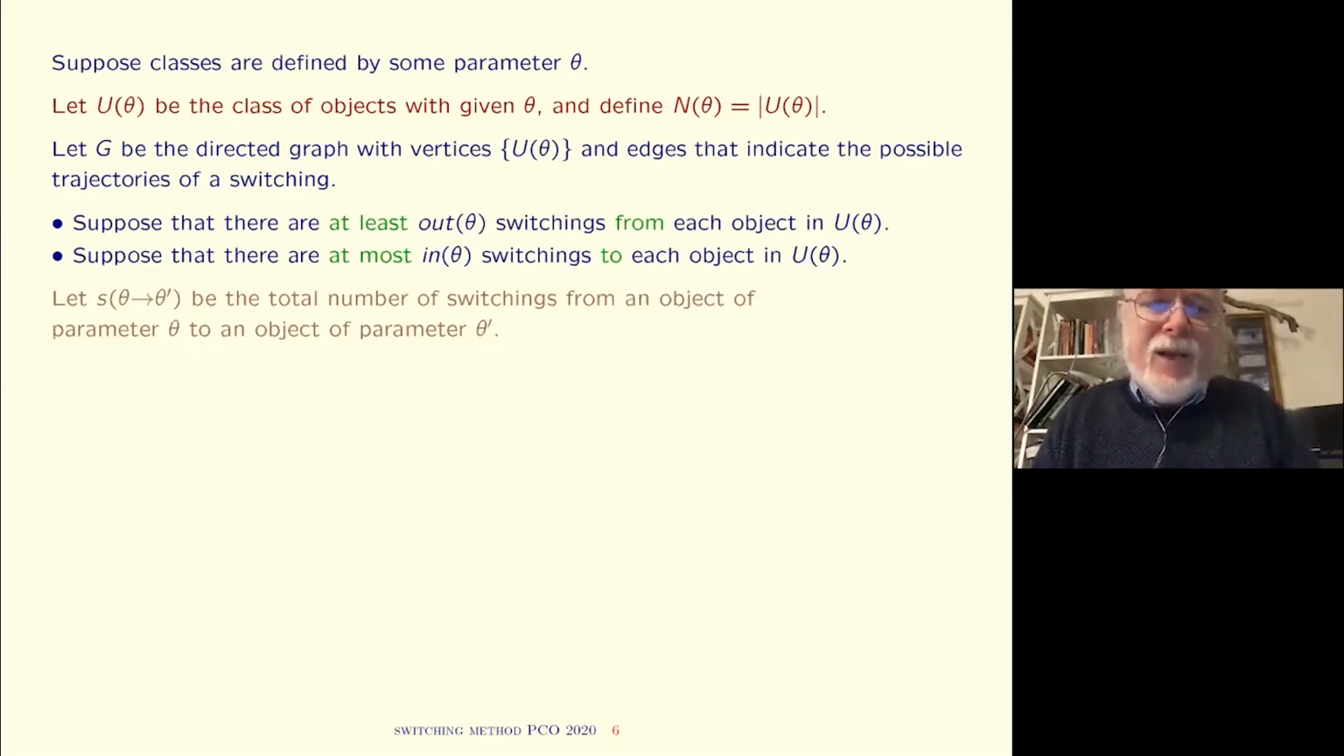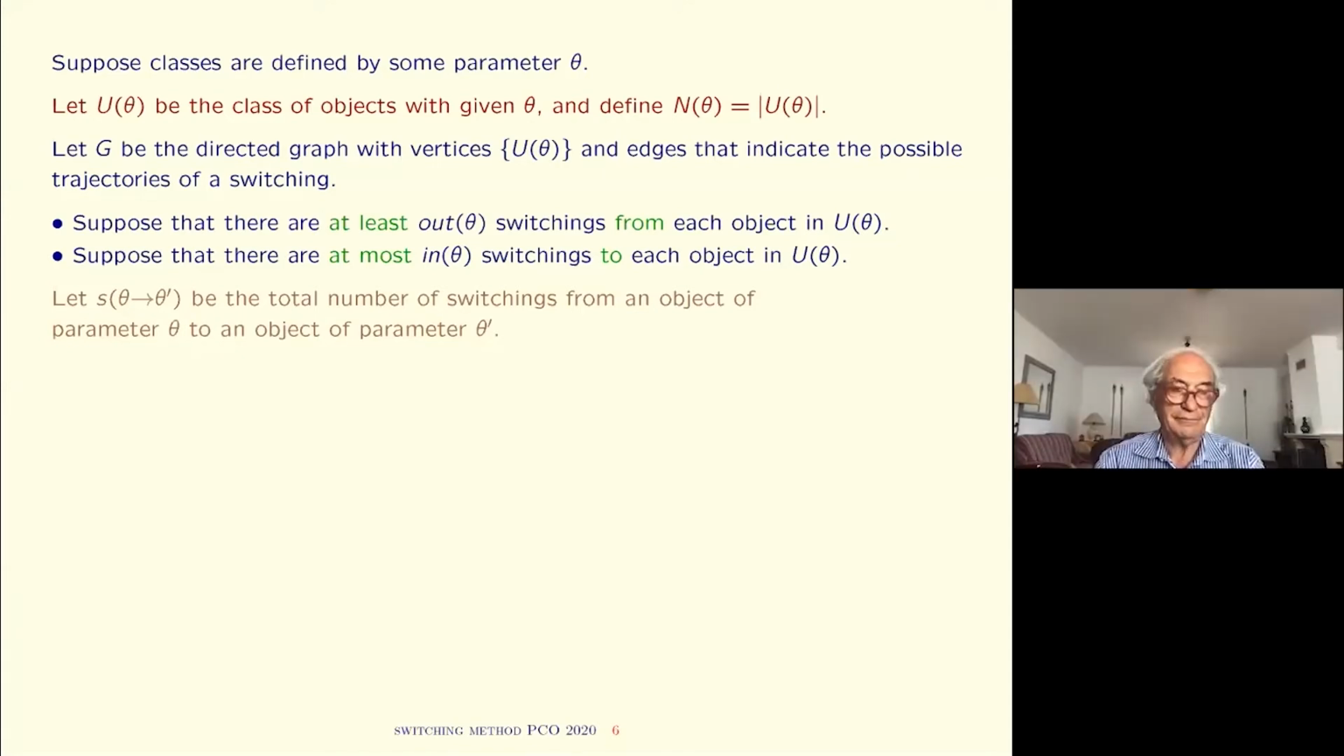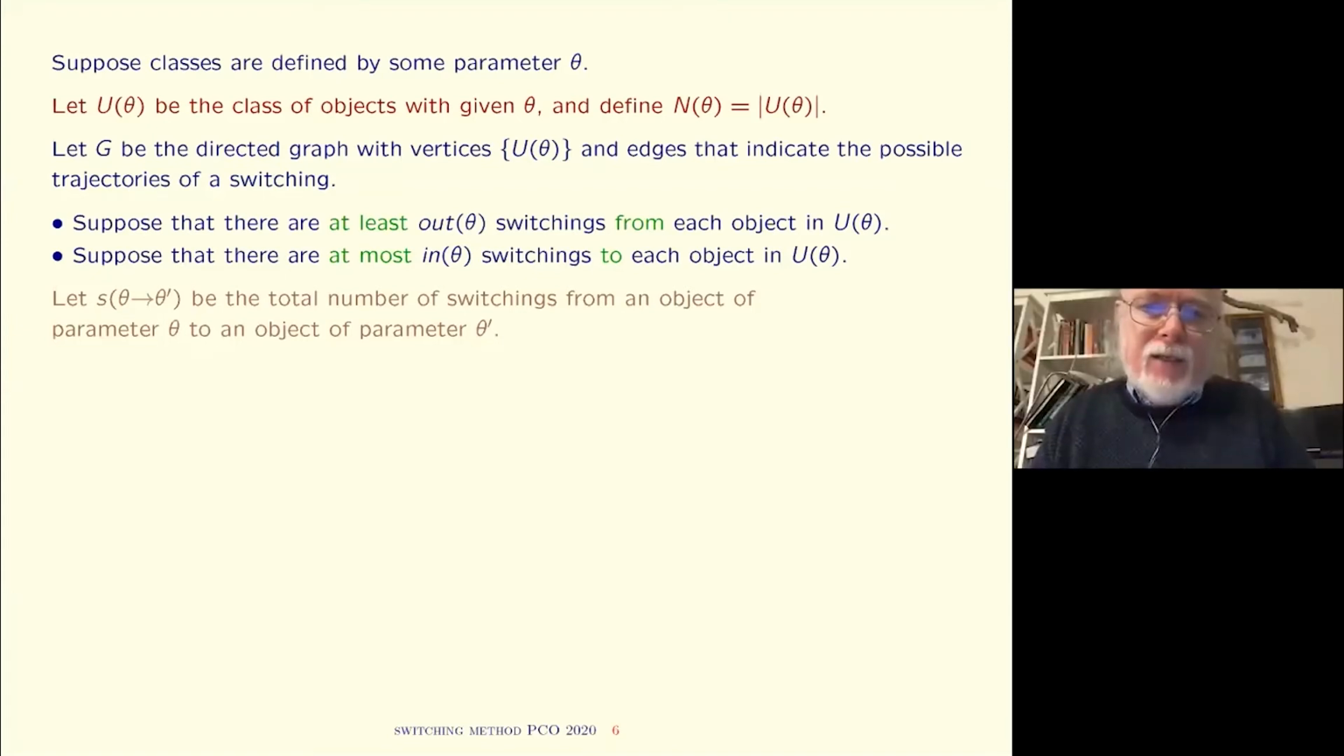Okay, now suppose you have some functions in and out, and the meaning is that every object with parameter theta has at least out of theta switchings coming out of it. This one I forgot to write on this line: this is only if theta is not a sink in the graph. You can have sinks in the graph where no switchings come out at all. And the function n says that every object with parameter theta has at most n switchings into it. So those are the input parameters.